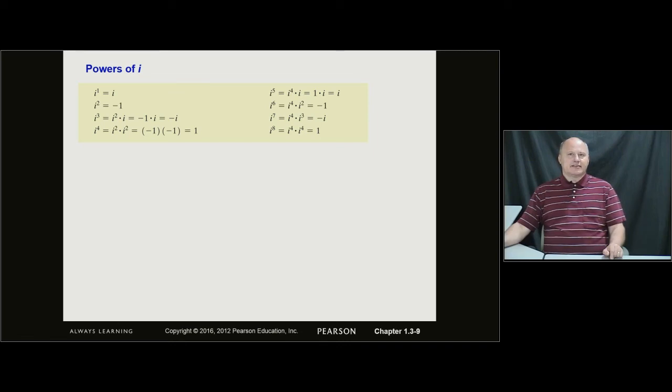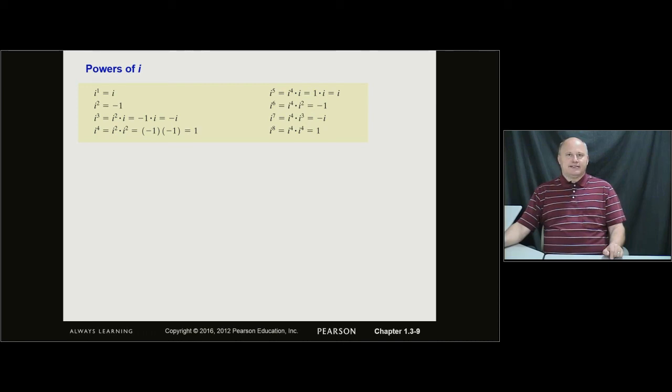Now look at I to the sixth. I to the sixth is I to the fourth times I to the second. And I to the fourth, again, is 1. I to the second is negative 1. And when you multiply them out, that's negative 1, which is the same thing as I squared. So as you can see, the first column is lined up with the second column.